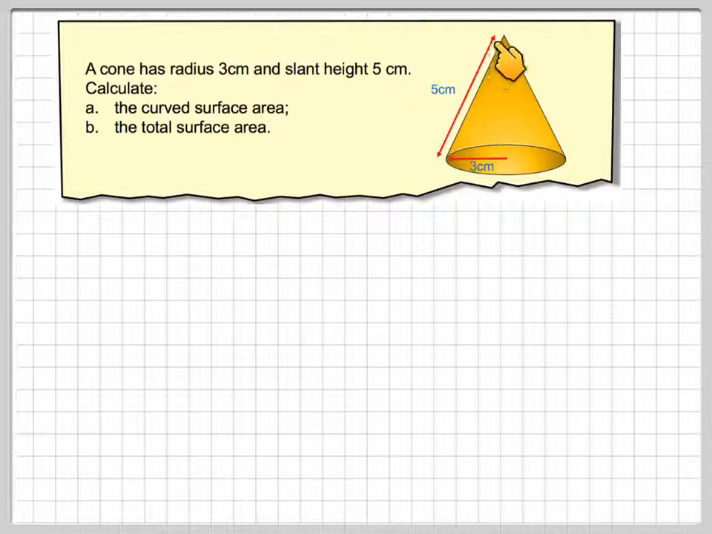But we're interested in the slant height, so we're asked to find two things. The curved surface area, that's this bit round here, which is actually curved, and the total surface area, which is the curved surface area plus the circular base. Right, before we do this, we're just going to have a look at this Geogebra Applet.